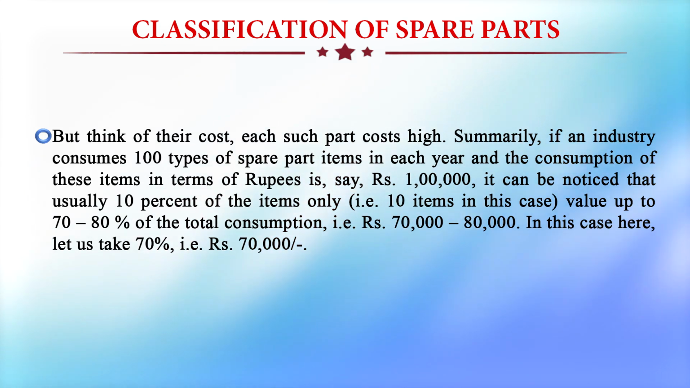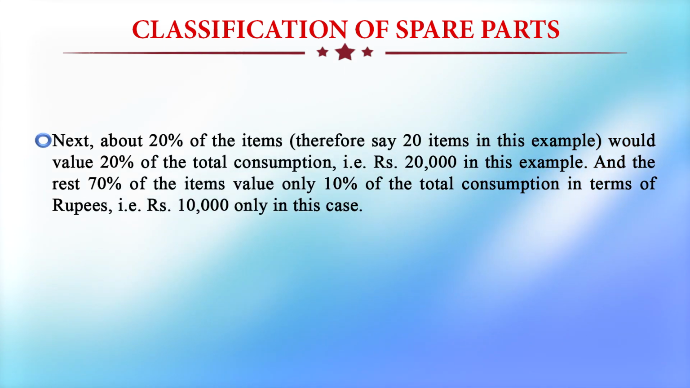Similarly, if an industry consumes 100 types of spare part items each year, and the consumption of these items in terms of rupees is, say, rupees 1 lakh, it can be noticed that usually only 10% of the items, that is 10 items in this case, account for 70 to 80% of the total consumption, around rupees 70 to 80,000. Here, let us take 70%, that is 70,000 rupees. So, we call these A class items.